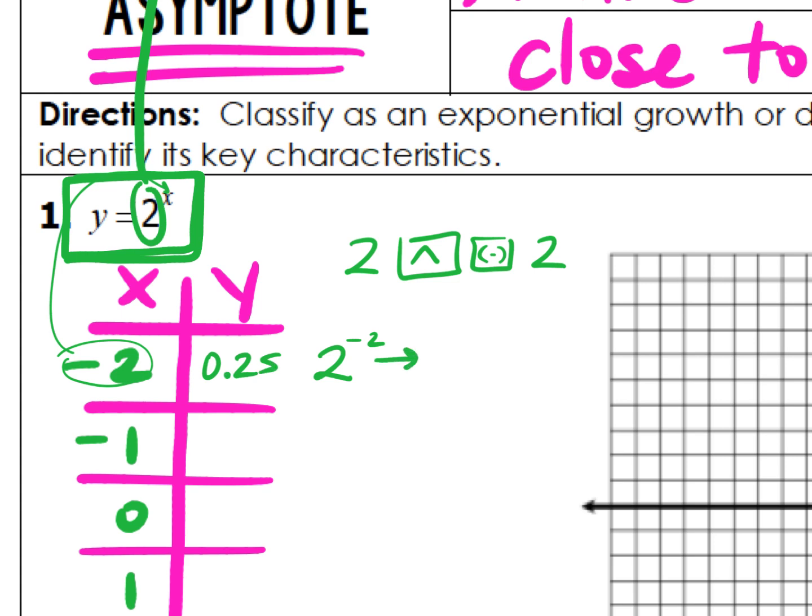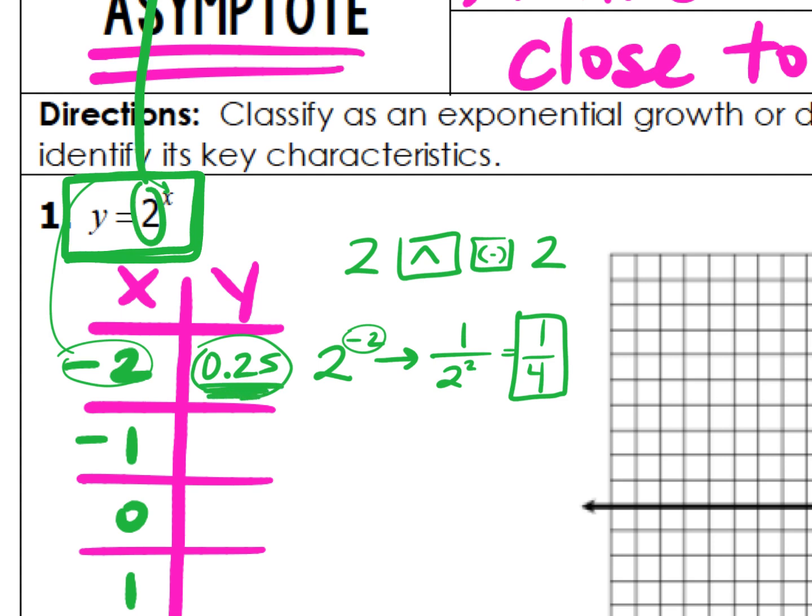Here's what I would love if you saw. Anything to a negative power, we can do what with? What does that negative exponent do? Moves it down, right? So I could call this 1/2 to the 2nd power, which is 1/4. Or you could just take what you put in your calculator and turn it into a fraction, and it would be 1/4.